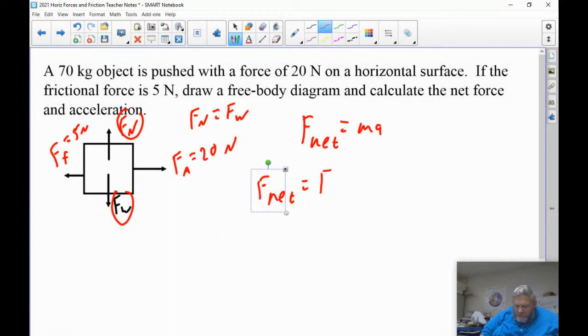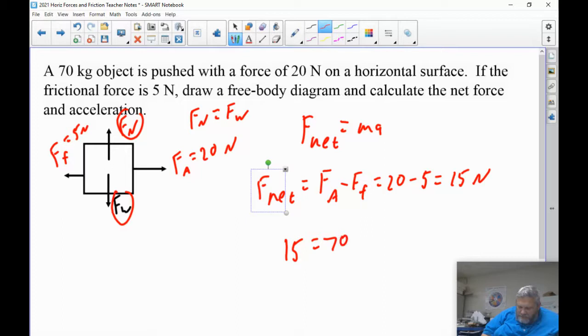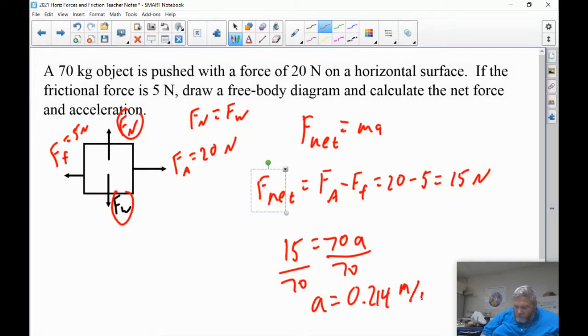That basically tells me it's going to be the applied force minus the frictional force, or 20 minus 5 equals 15 newtons. That's my net force, and then we know the net force equals ma, so 15 equals the mass of 70 times the acceleration. We divide both sides by 70, and we get our acceleration to be 15 over 70, or 0.214 meters per second squared. Pretty straightforward, and that's if you know what the friction force is.